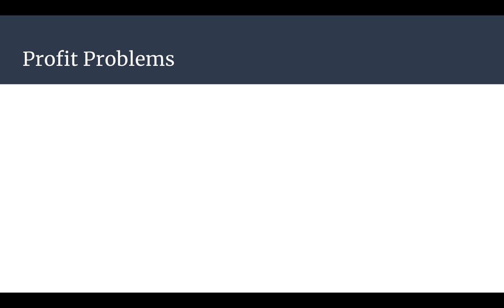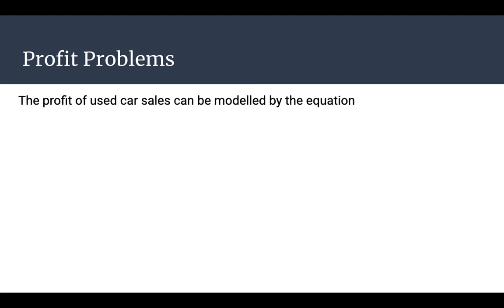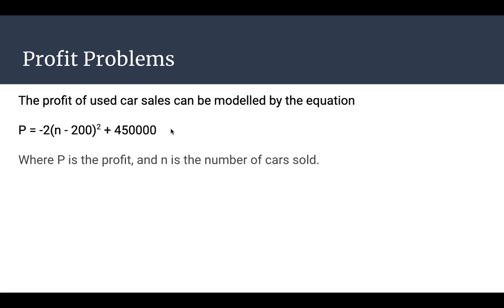Okay, the second type of problem we're going to look at today are profit problems. You're going to see these in various math classes as you go forward, and you might also see these in economics and business courses. So this is good practice to see these problems now. So here's an example. Let's say the profit of used car sales can be modeled by the equation P equals negative 2 times (n minus 200) squared plus 450,000. In this case, P is our profit and n is the number of cars sold.